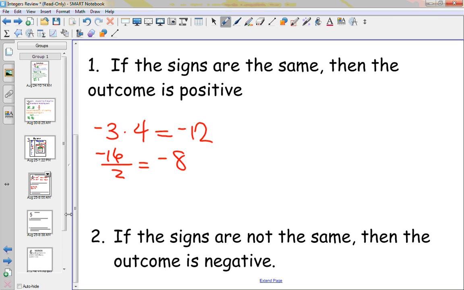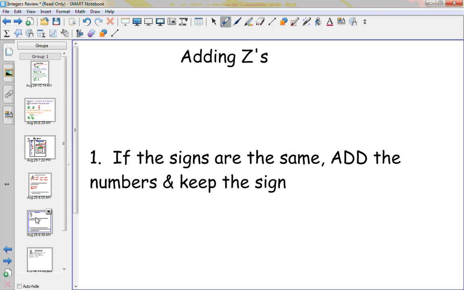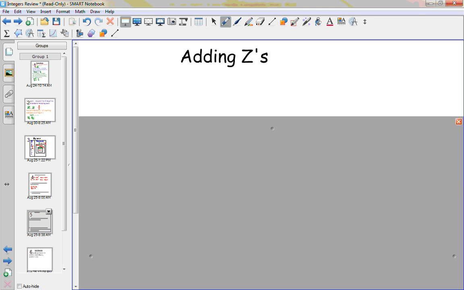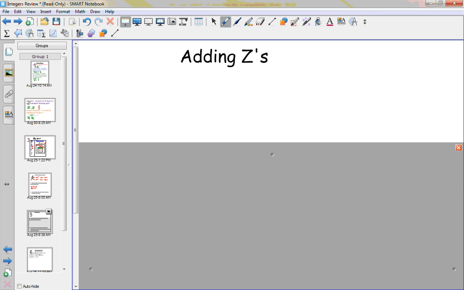Okay, now we're going to move on to the harder one, which is adding and subtracting. Adding and subtracting integers is not that big of a deal. What I want you to think about is money owed and money you have. So for example, if I have $3 and I add to that $5, how much money do I have? I have $8. Good.